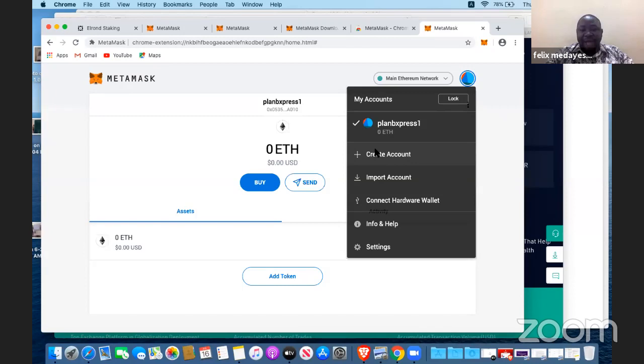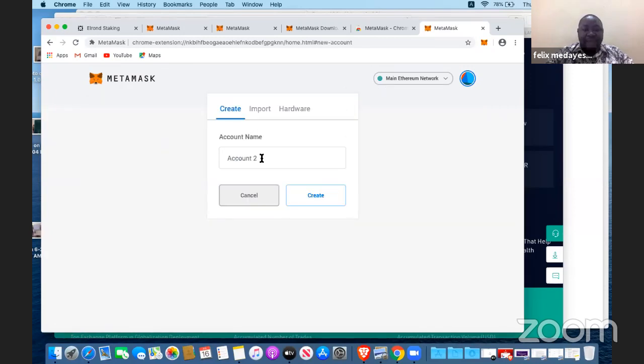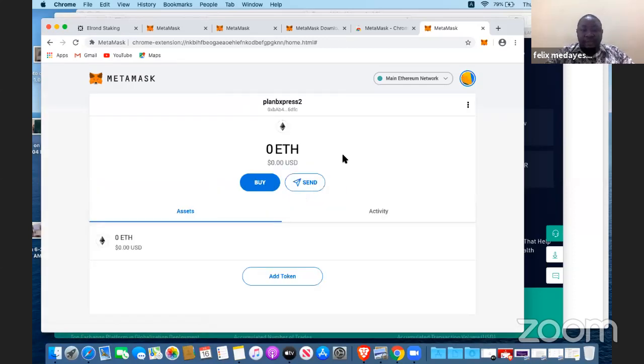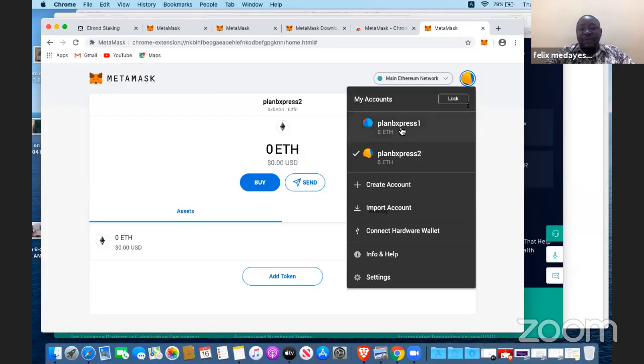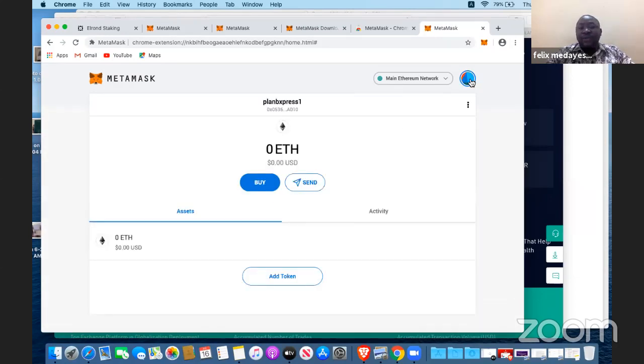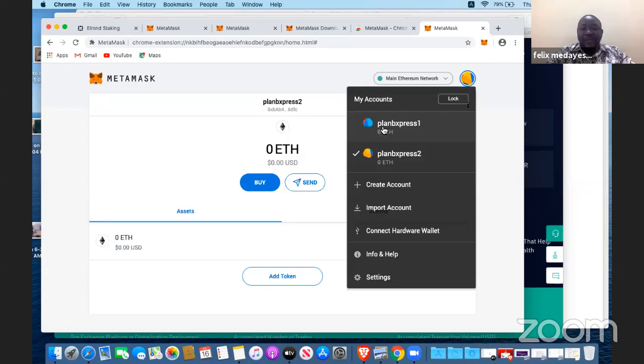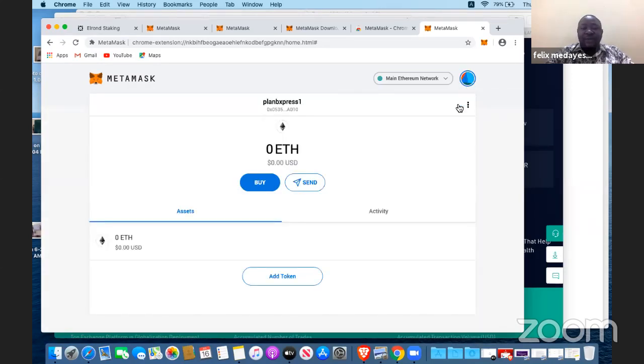So I can click now and create an account. And this time I do what? I just put here Planbxpress 2, create. So you can see now, I can shuffle between the two accounts. Look at this. I can do logical partitioning. So the money I kept here will not be here. This wallet will hold another coin. And one of the good things about MetaMask is that each of the accounts has a way of doing recovery.